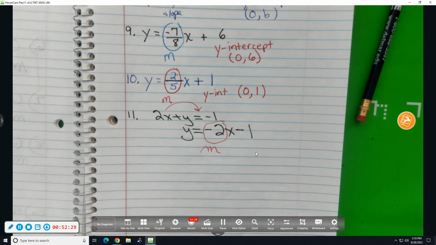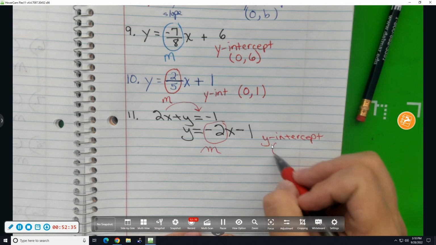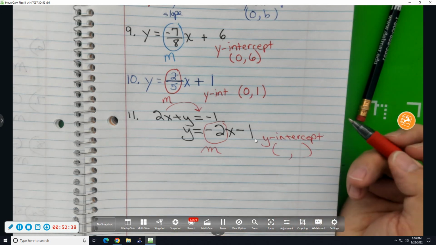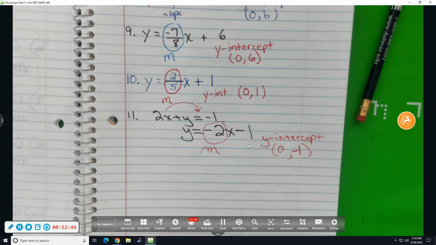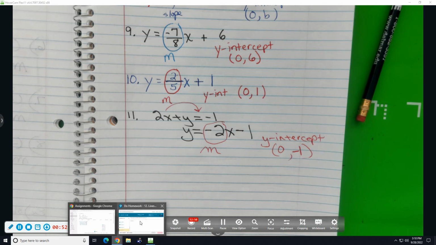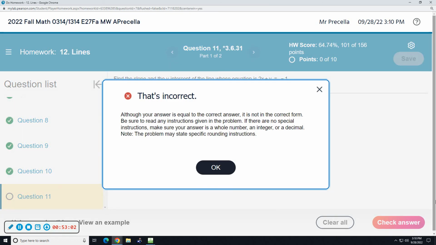The y-intercept is (0, negative 1). Oh, we finally have one where the slope is an integer. So just to demonstrate, for some reason yesterday several students asked about that rise over run. Would it take it like that? No. Although your answer is equal to the correct answer, it's not in the correct form. Be sure to read the instructions.